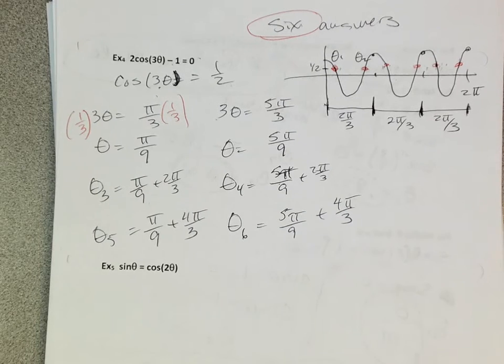Now, if we wanted a better answer, we could get a common denominator. So we can make this into, ready? 6 ninths. You okay with that answer, 6 ninths? So a better answer for theta would be 7 ninths pi.